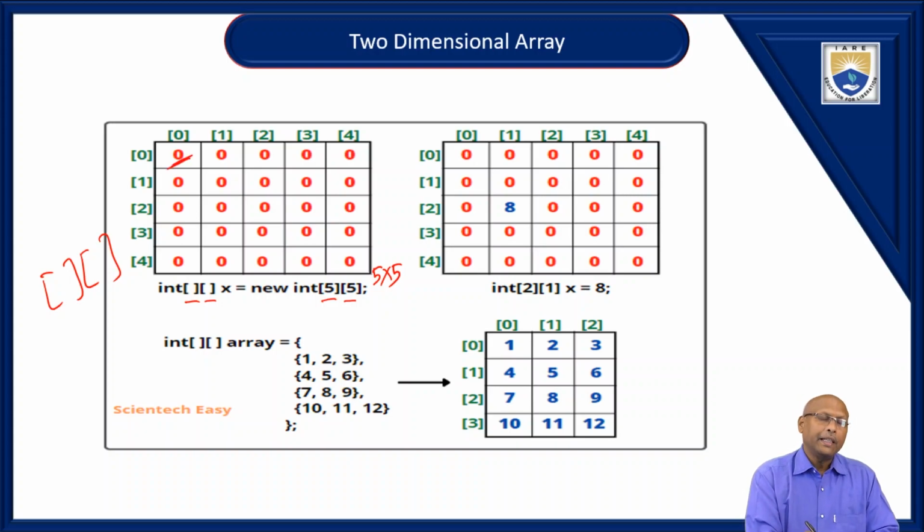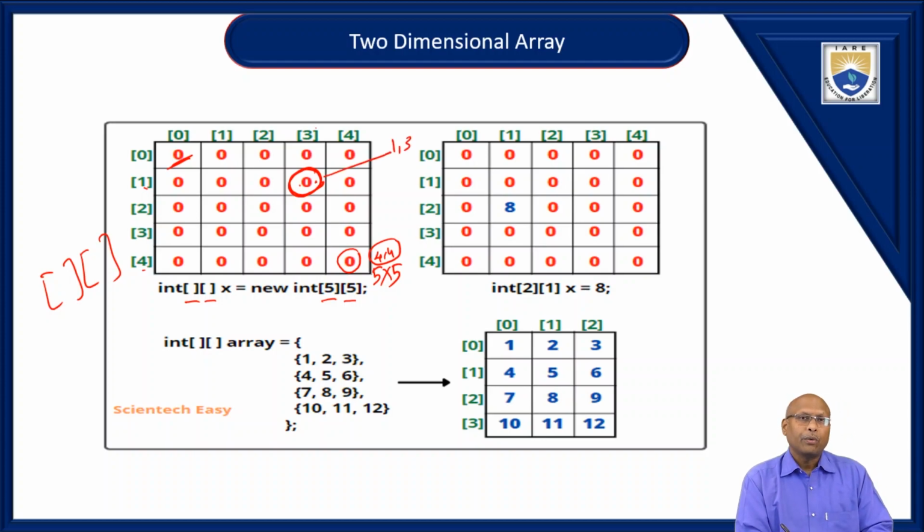This element is referred to by what? 0, 0. This one is referred to by 4, 4, because it is the 4th row, 4th column. Every element of a two-dimensional array is referred to by 2 indices, row index as well as column index. Now can you tell me, what is the index of this element? This is the 1st row, 3rd column. So this is referred to by 1, 3. 1 indicates the row index, 3 indicates the column index.